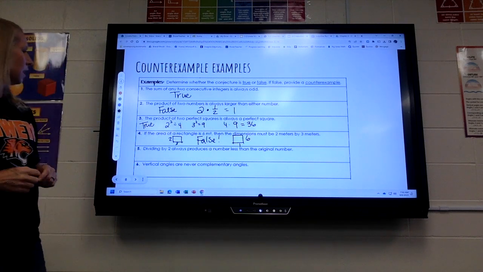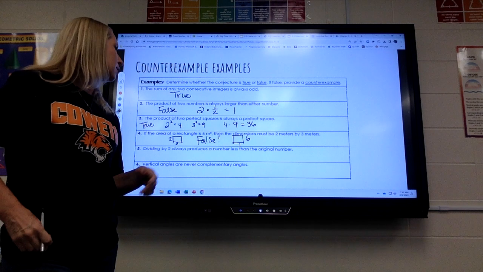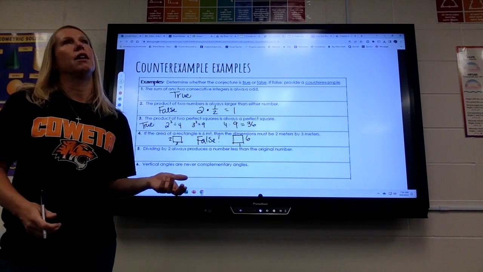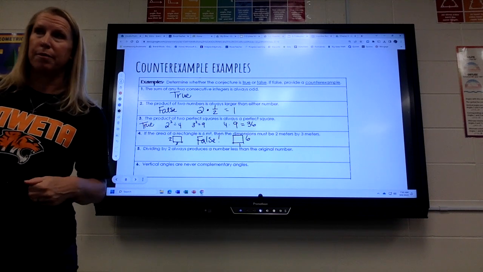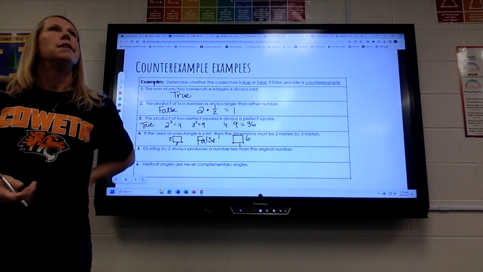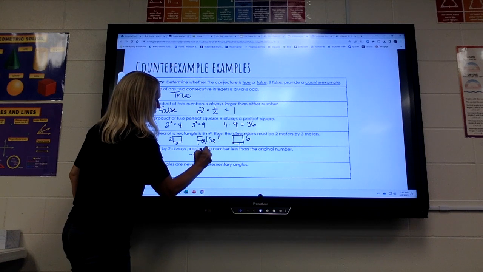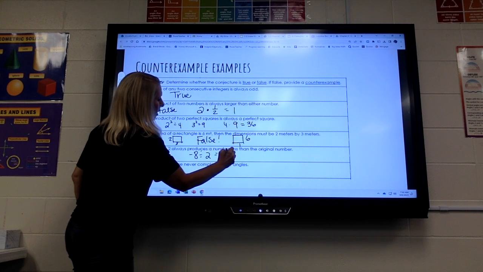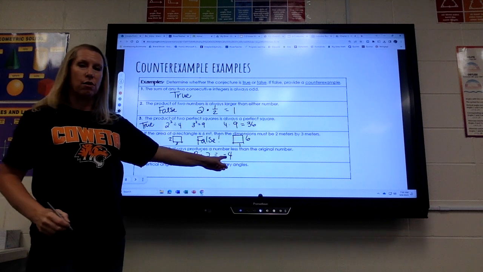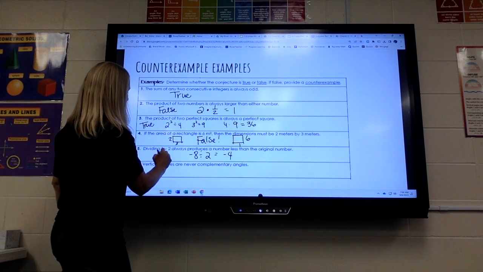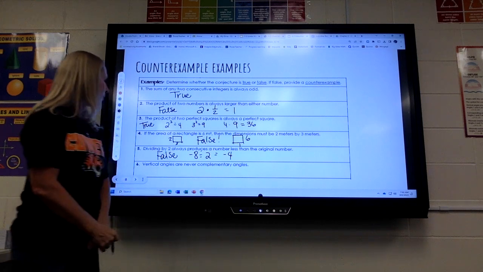Dividing by 2 always produces a number less than the original number. If I do 8 divided by 2, I get 4, and that would be less. But what if I do negative 8 divided by 2? Then I get negative 4, and negative 4 is actually greater than negative 8, so that would be false.